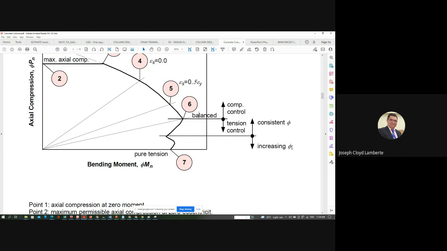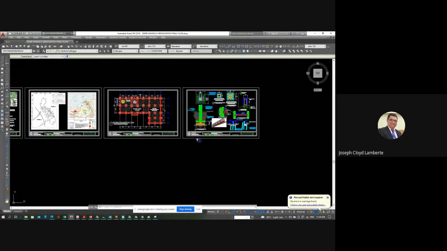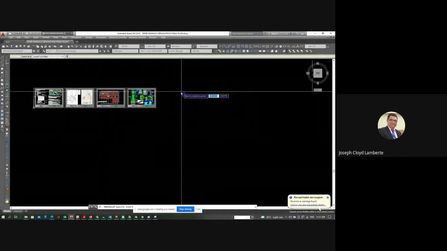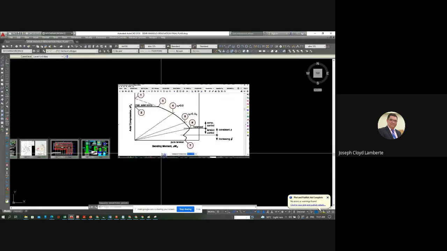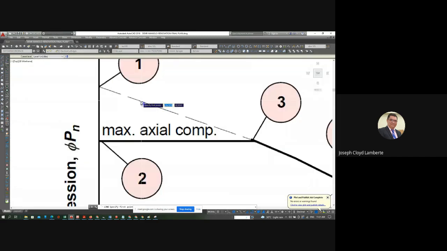Mura na siya og beam. Ba, 0.9 naman imong reduction factor. So mo-nang musaka siya, ani mo na siya class. Wait lang. I just would like to trace this one. Trace lang sa ako niya.